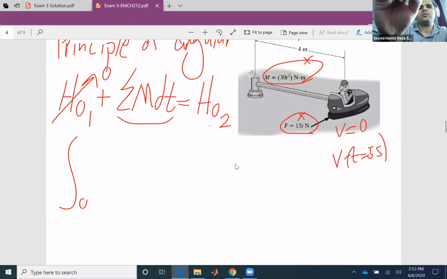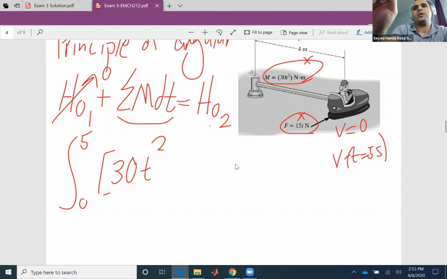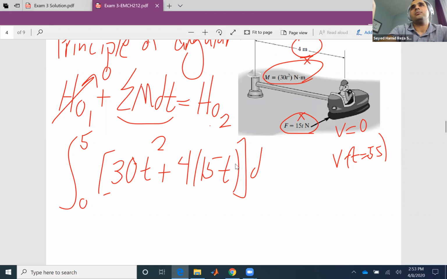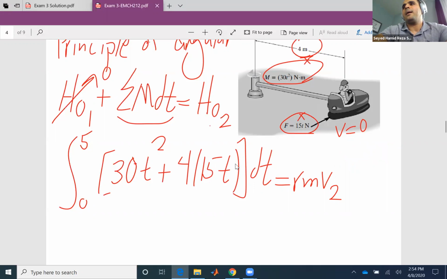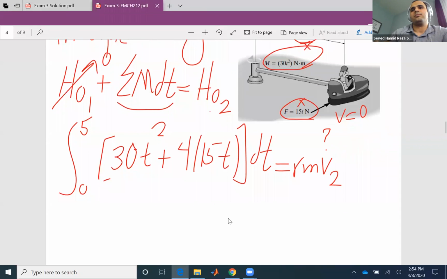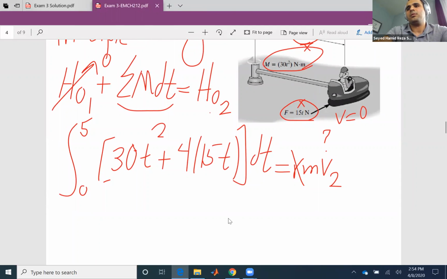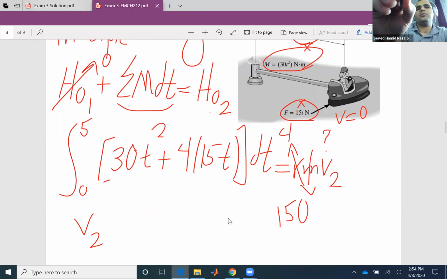So if I want to write that, it would be from 0 to 5. The moment that I have is the actual moment that I don't need to do anything about. I just write it. And I have the force. If I want to change the force to moment, I have to multiply by the moment arm, which is 4. So I just write 4 times 15 t, dt, equals the final angular momentum, which is r m v2. I need to find v, the final velocity. That's what the question is asking for. The r value would be 4 m, total m would be 150. So I only have one unknown, v2, which would be 3.3 meters per second.